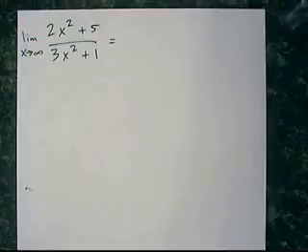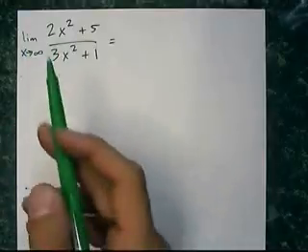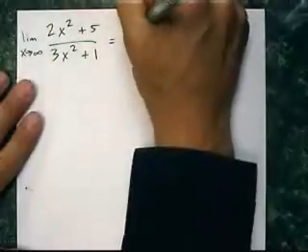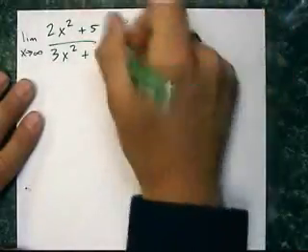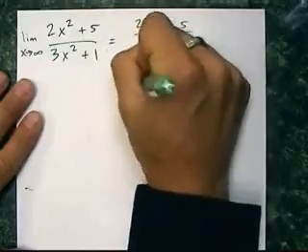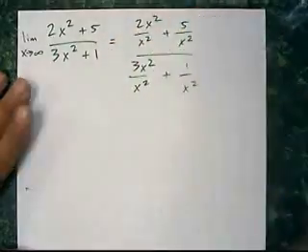There are three different ways this could work. If you want to remember the 3 different ways, that's fine, or if you want to just remember the way I'm showing you right now, that's also fine. x to the second is my highest exponent, so I would divide each term by x to the second: 2x squared over x squared plus 5 over x squared, divided by 3x squared over x squared plus 1 over x squared. So I divide everything by x squared.